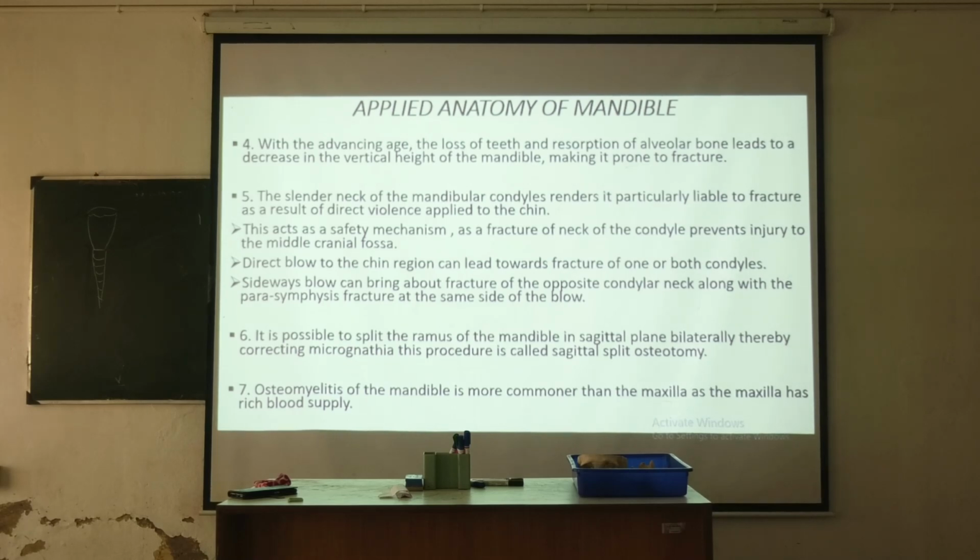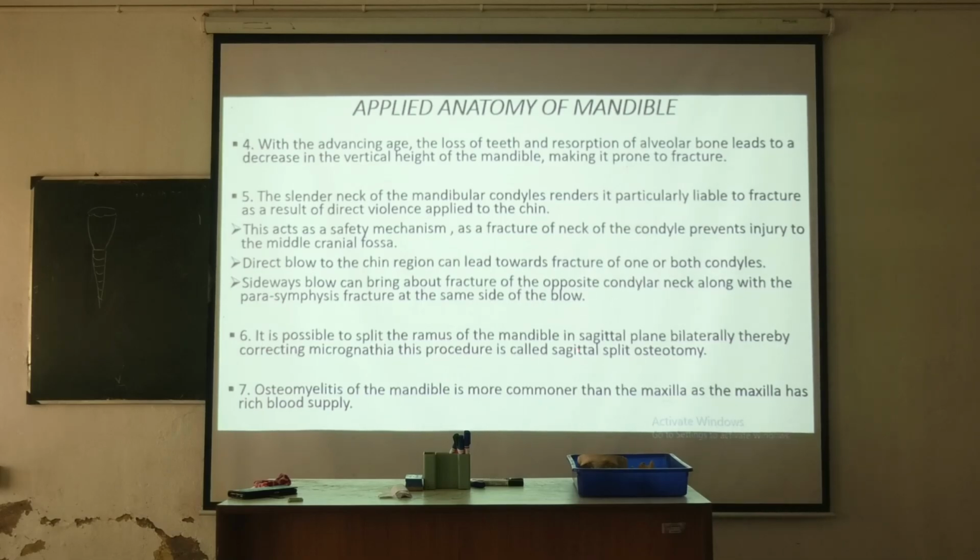And it is possible to split the ramus of the mandible in the sagittal plane bilaterally, thereby correcting micrognathia. This procedure is called sagittal split osteotomy. Micrognathia means the mandible is smaller. In that case, osteotomy is done here in the middle where the two halves are joining. And bone tissue is replaced here so that bone growth will occur and it will attain its original length. So this is done in micrognathia.